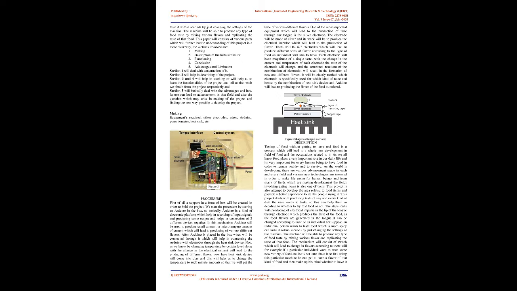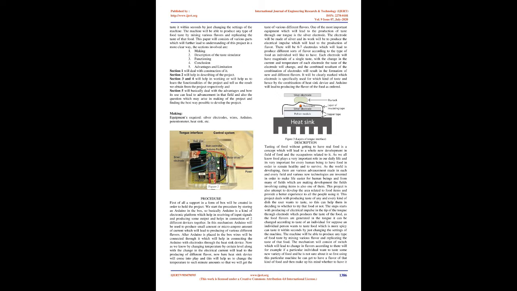After the Arduino is placed in the box, wires will be connected to it, which will help in connecting the Arduino with the electrodes through the heatsink device. Now, as we know, changing the temperature by a certain level along with a change in the electrical current will lead to the production of different flavors. Here the heatsink device will come into play, and this will help us change the temperature by such minute amounts so that we will get the taste of various different flavors.